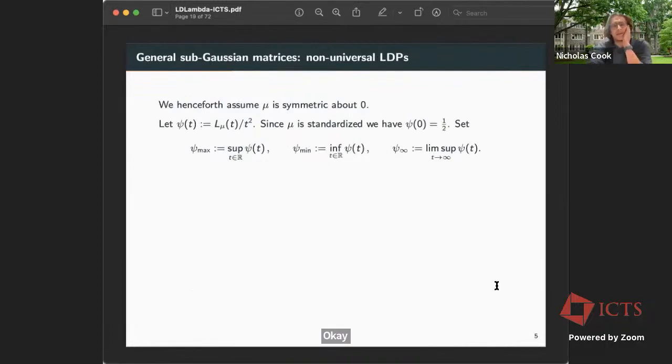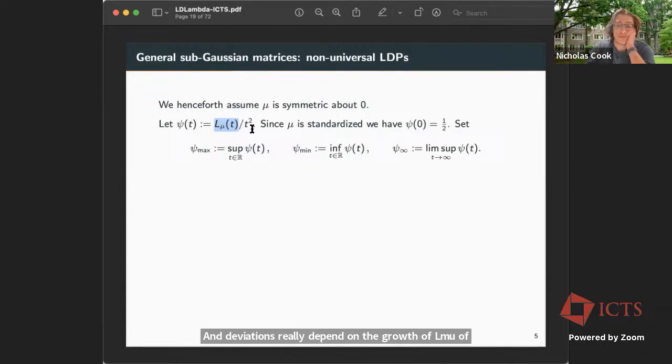All right, so back to sub-Gaussian matrices. In our work with Raphael and Alice, I'll put a further assumption. We're going to look at symmetric laws. From now on, mu, the distribution for the entries, is symmetric about zero. Recall that L_mu(t) is the log Laplace transform. Deviations really depend on the growth of L_mu(t) in comparison to the Gaussian log Laplace transform, which is one half t squared.